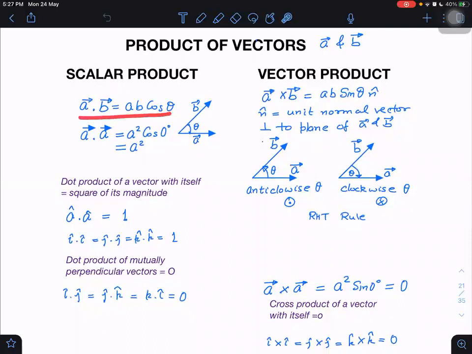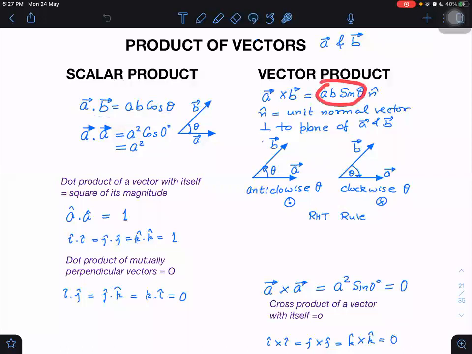So what is A dot B? A dot B is AB cos theta. What is A cross B? A cross B is AB sin theta. First you learn it. Scalar product is AB cos theta and vector product is AB sin theta. Can you learn it? AB cos theta and AB sin theta. Okay, in this the final result is a scalar quantity, and in this the final result is a vector quantity.